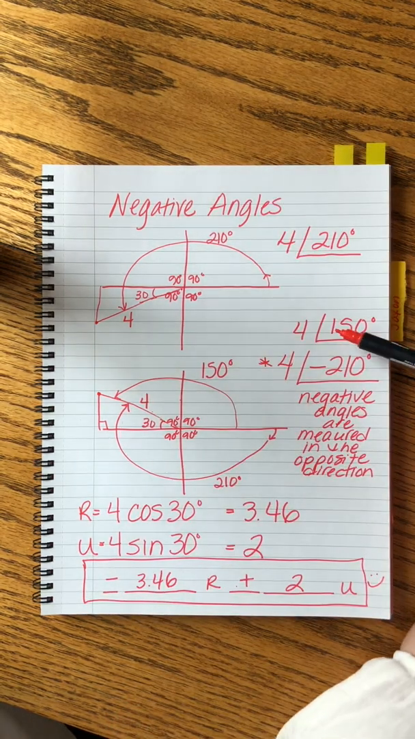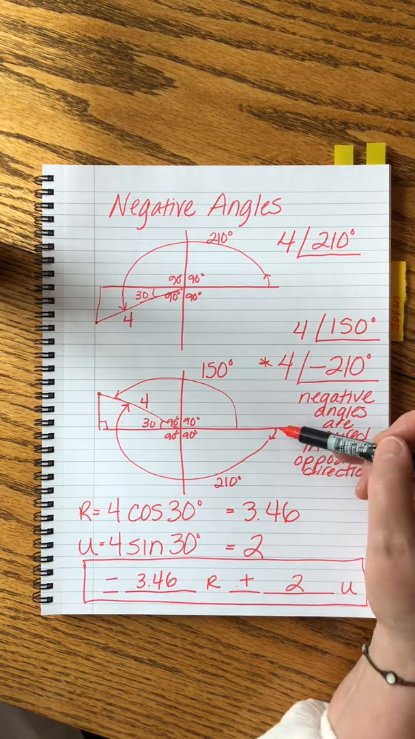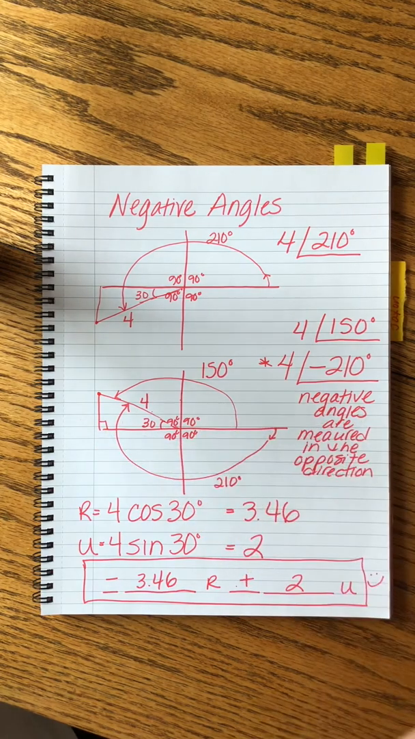So now John's going to play around with us though. Sometimes he'll give us positive angles. Sometimes he'll give us negative angles. Remember, negative angles work the exact same. We just measure in the opposite direction.